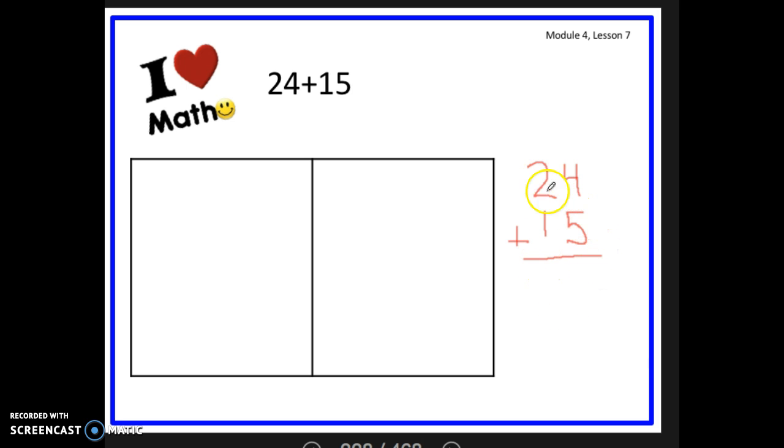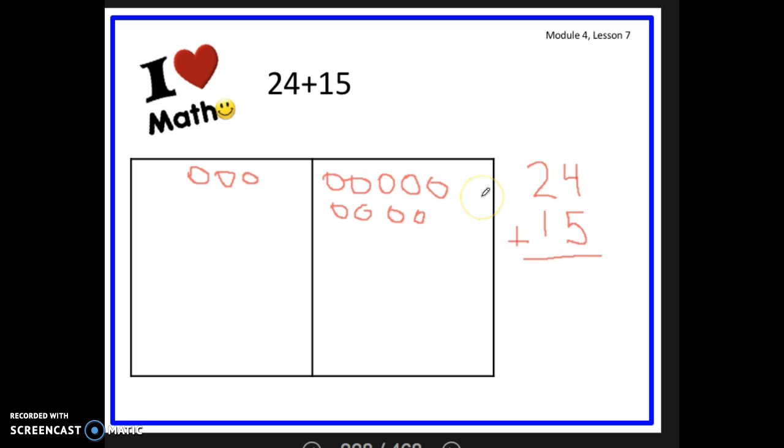Now it's really important that your numbers are underneath each other and the plus sign is kind of off to the side. All right, so the first thing we do is we look at that 24 and we're going to build it just like we did yesterday. So I have 10, 20, 21, 22, 23, 24. Okay, my next one, 15. I'm going to build it like I did yesterday. 10, 11, 12, 13, 14, 15.